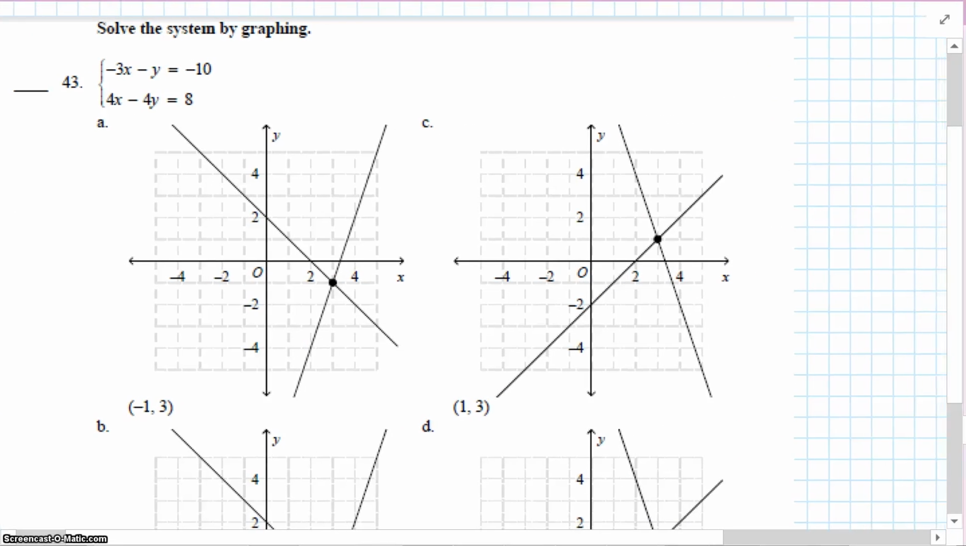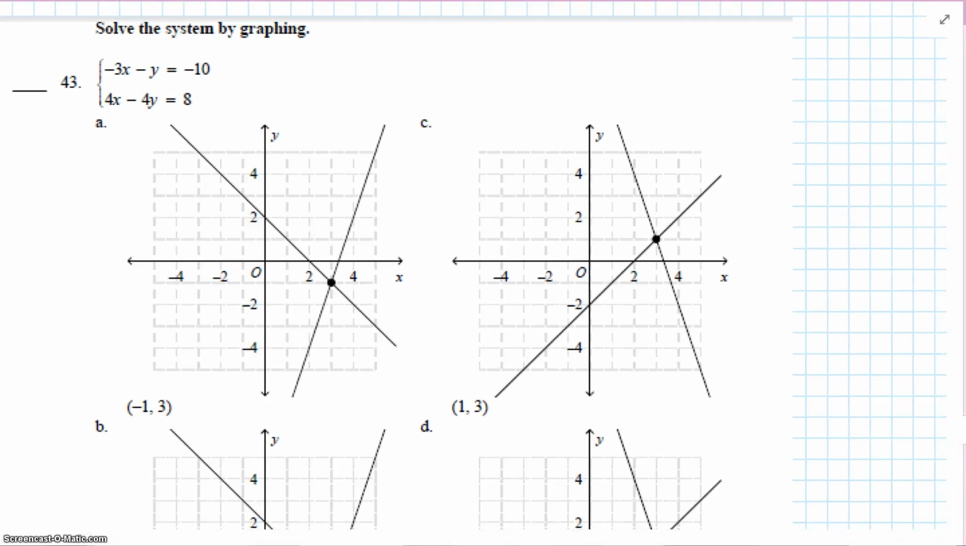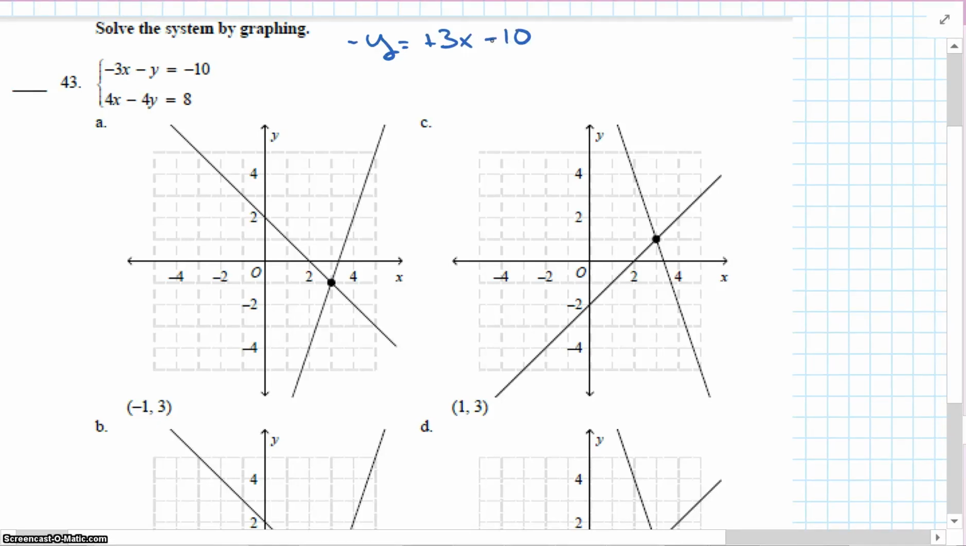43, solve the system by graphing. I'm going to take a little bit more time on this one, and I'm going to set each one in y = mx + b because it's just easier for me to graph. So I'm going to get -y = 3x - 10. I'm going to divide everything by negative, so y = -3x + 10. So I'm going to have a y-intercept at 10 and a slope of negative 3. That looks like this.